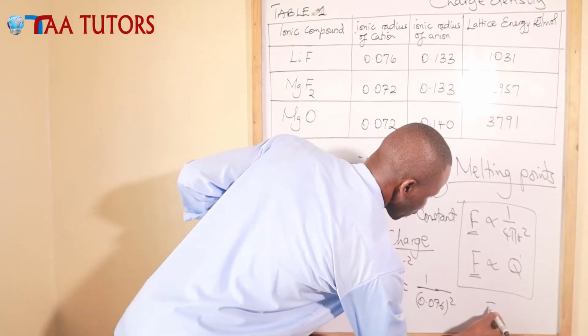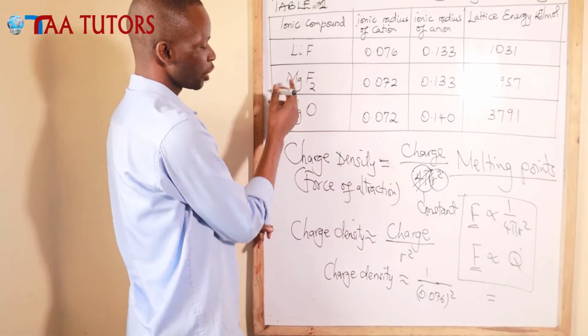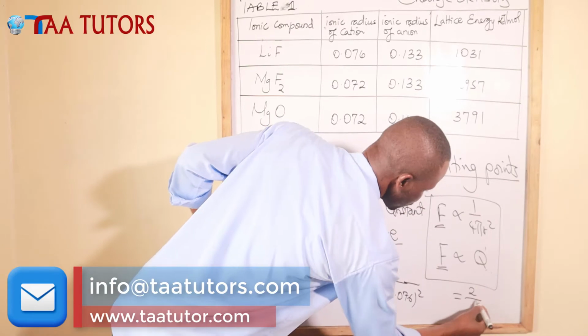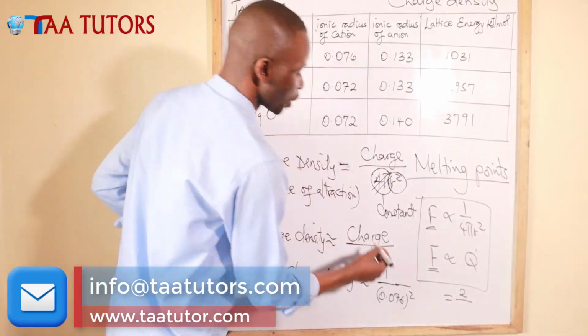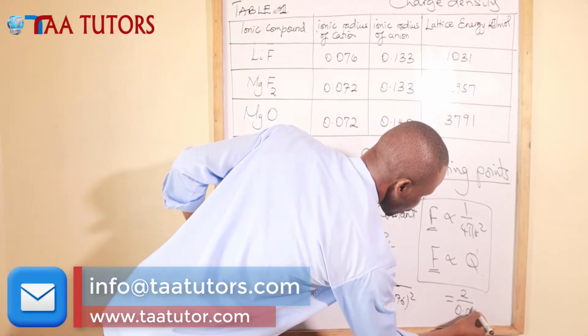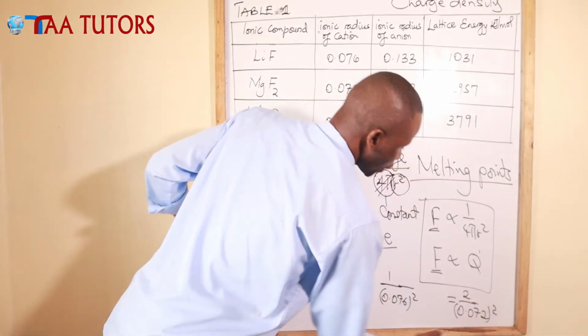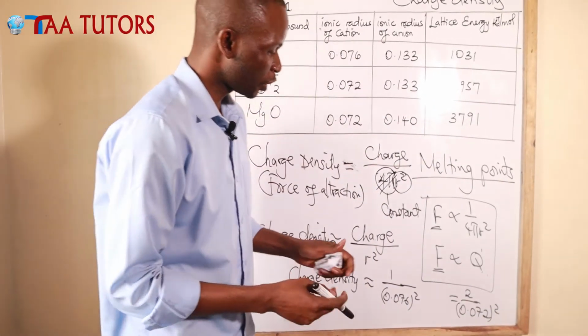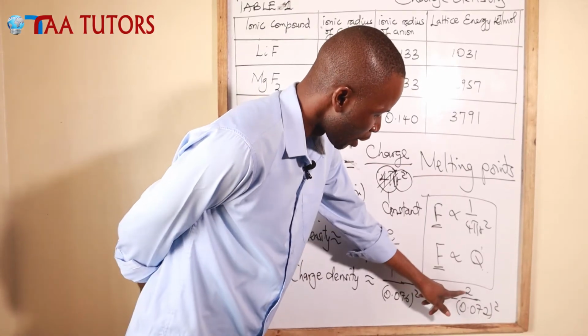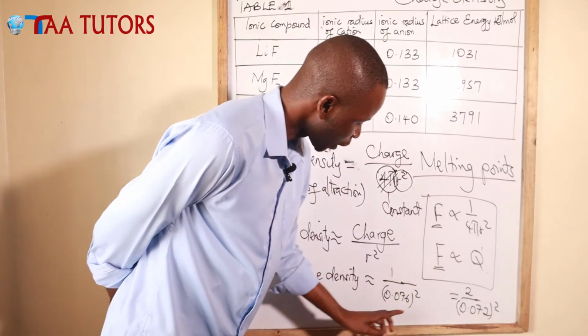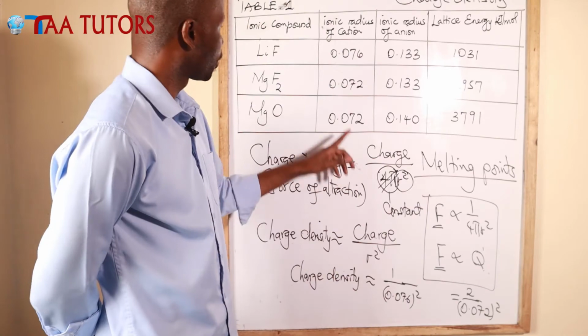Let's see the one for magnesium. The charge of magnesium is positive 2, over its radius, which is 0.072, squared. We can see that the value for magnesium here is 2. And the radius here is even much smaller than the radius of lithium.